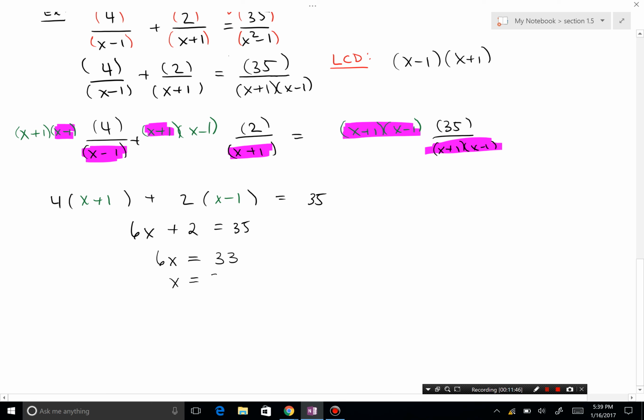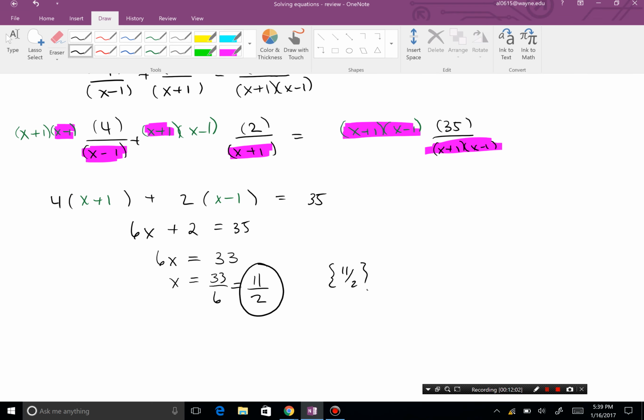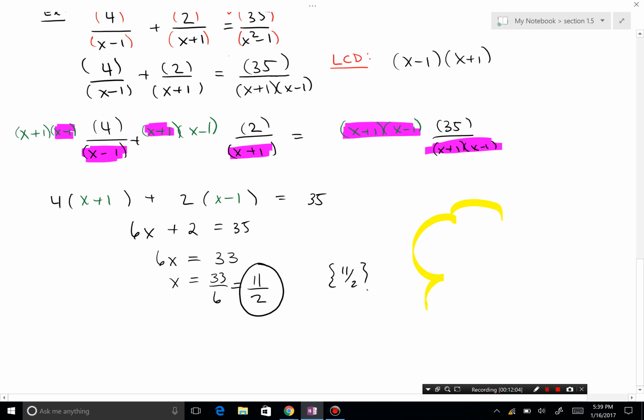X equals 33 over 6, which simplifies, not reduces, simplifies to 11 over 2. Now, I'm already going to tell you, if I didn't jack up my math, this is my answer, and I don't have to check it, even though you should check everything. So let me ask you a question. What two numbers, sidebar, and here's your brain, what two numbers should you already have in your head that say, if I get these in my answer, it would not work out?